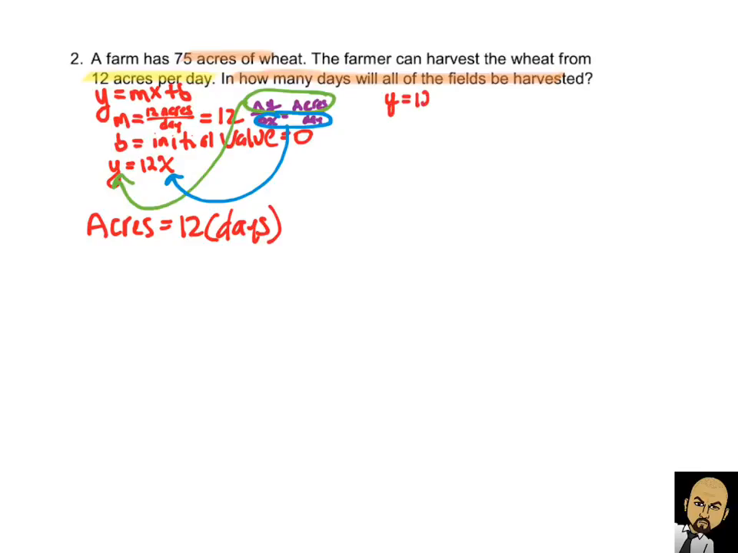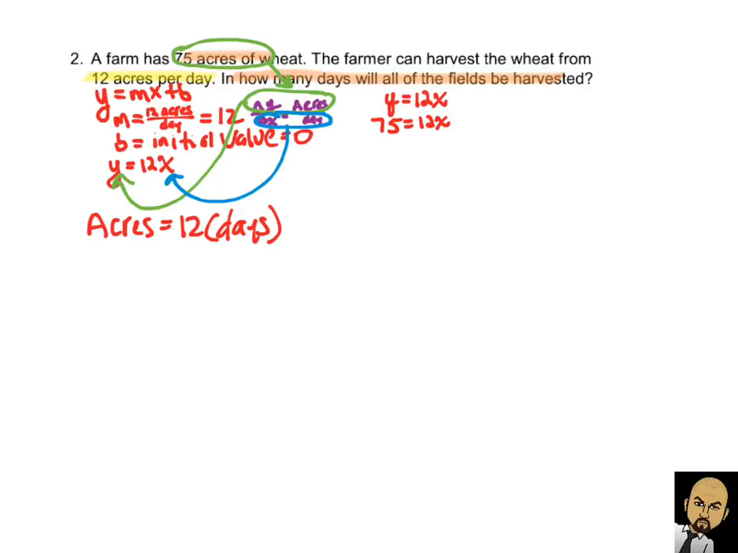And so we use that to substitute the 75 acres of wheat that they originally tell us. The 75 is the acres, so that, like we checked earlier, is our dependent variable. So we substitute 75 for y, not for x. X, if you remember, is the number of days due to our unit rate being 12 acres per day.